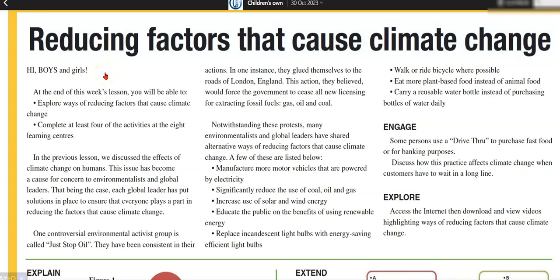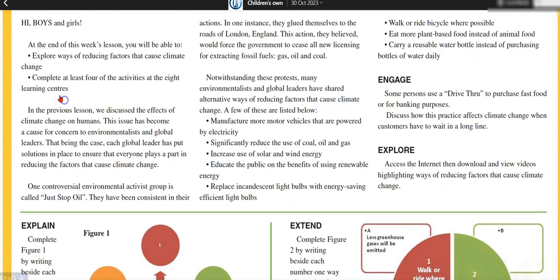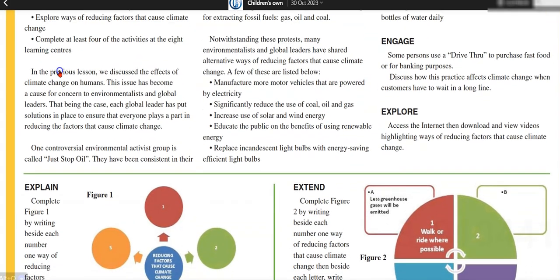Let's look at this science lesson here about reducing factors that cause climate change. It says, hi boys and girls, at the end of this week's lesson, you will be able to explore ways of reducing factors that cause climate change and complete at least 4 of the activities at the learning centers.